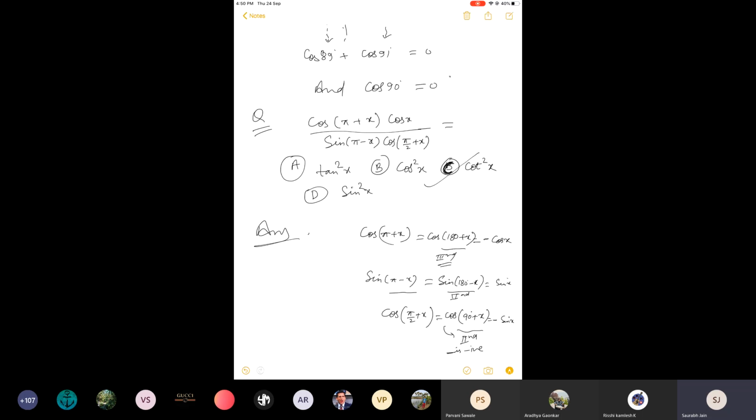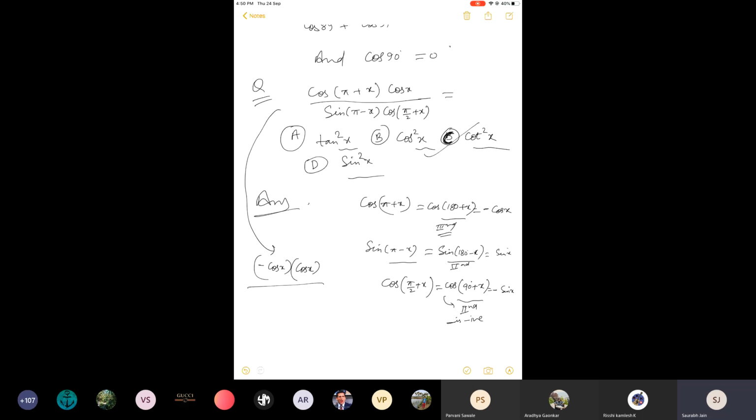Now you put all these values, you will get the answer. Why have I done it like this? Because the angles were different in every term, pi plus x, pi and so on, but finally in the answer each has x only, so I am changing it to x using the reduction formula. So what will happen? Cos pi plus x can be written as minus cos x. No change here, it is cos x only. Denominator: sin pi minus x is sin x, and cos 90 plus x is minus sin x. Okay, minus sin x. Here is the answer.